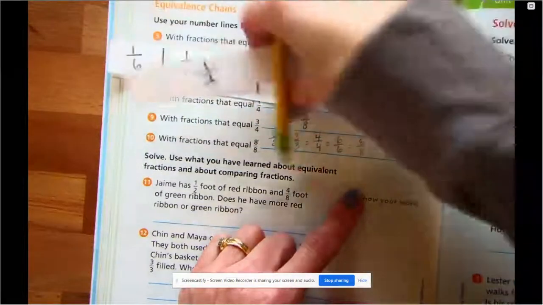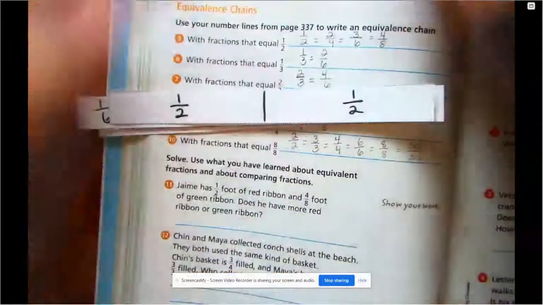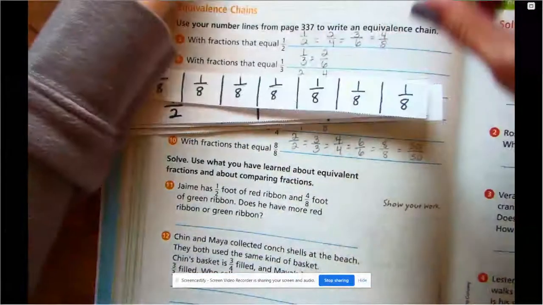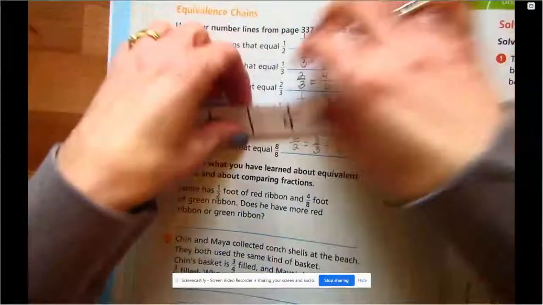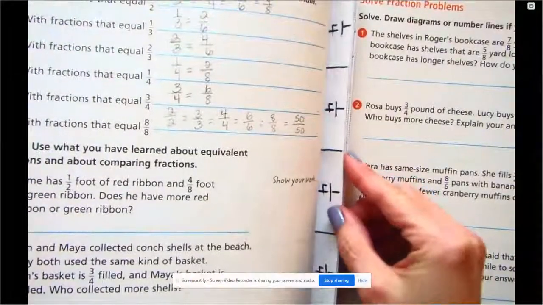All right, so make sure you keep your fraction strips in a safe place, right? Keep them nice and stacked up. I like to keep mine all unfolded so that they're nice and flat. And I like to put them right in the crease of my book. Okay, so I can put them right here and I'm ready to use them the next time.